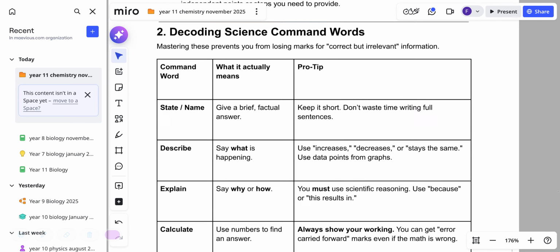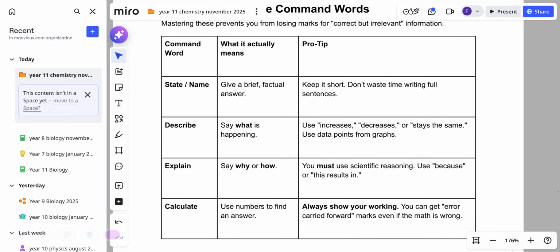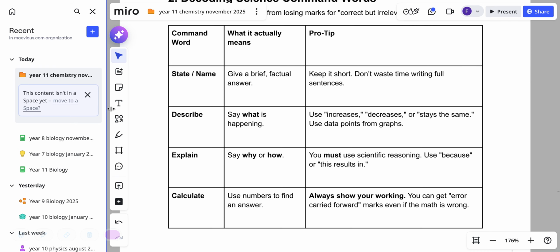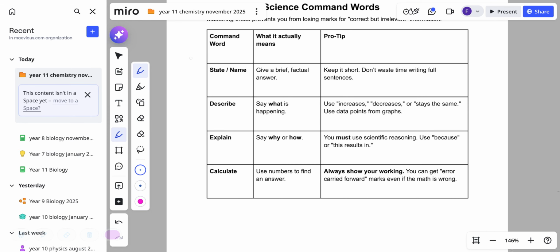So, command words and their meanings. We divide them into three different sections. AO1 is literally, tell me what has happened. Tell me what you know. What's the name of this artery? How much oxygen was in the atmosphere when the world was born? Things like that. It is tell me what I've taught you. Literally, that's it.